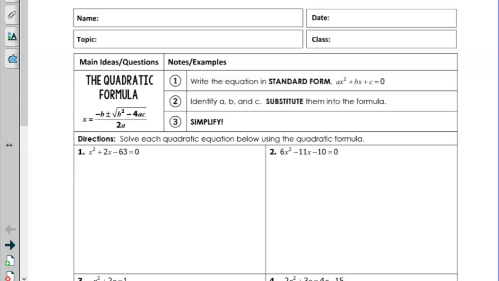The thing you always have to do is make sure that your equation is written in standard form.